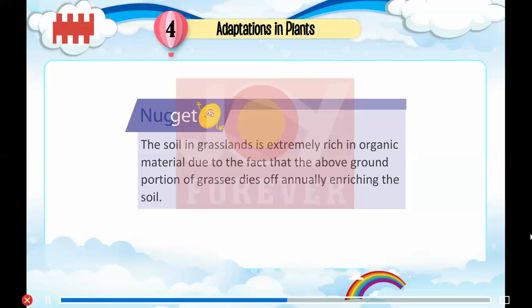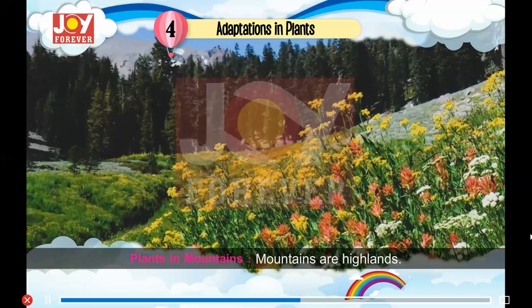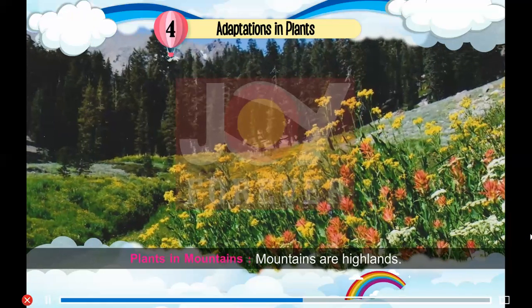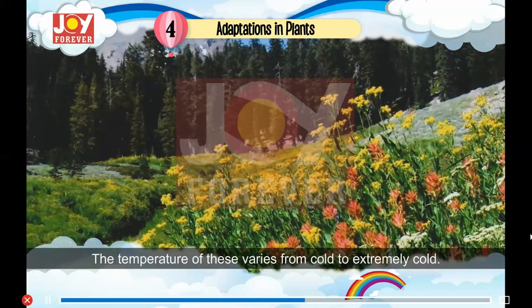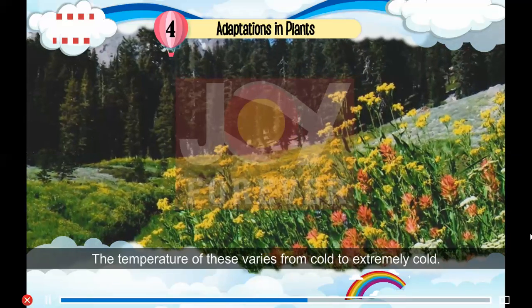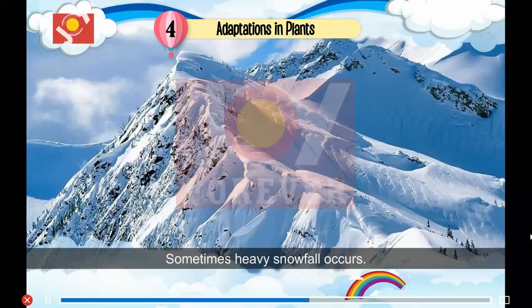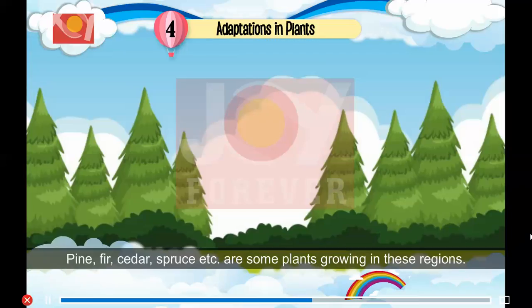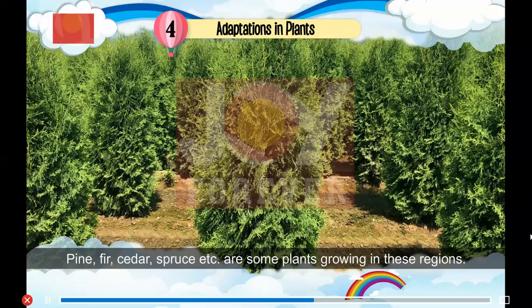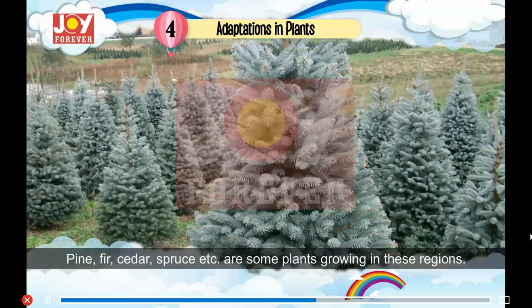Nugget. The soil in grasslands is extremely rich in organic material due to the fact that the above ground portion of grasses dies off annually, enriching the soil. Plants in mountains. Mountains are highlands. The temperature of these varies from cold to extremely cold. Sometimes heavy snowfall occurs. Pine, fir, cedar, spruce, etc. are some plants growing in these regions.